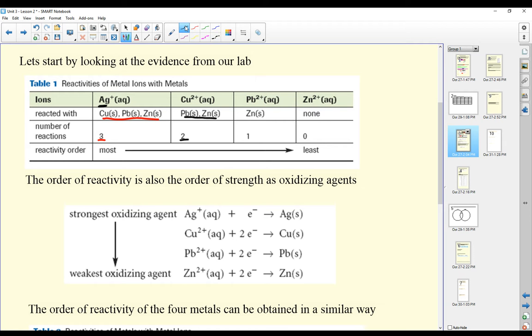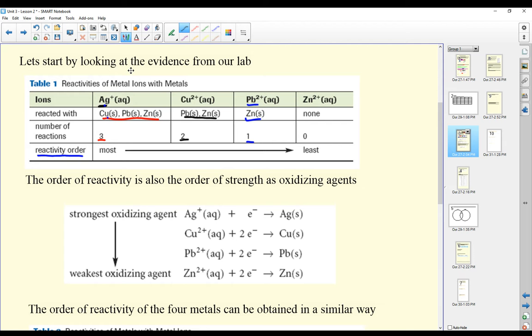When we reacted our lead ions with the different metals, the only metal it reacted with that included silver and copper, and lead wouldn't react with itself. The only one it reacted with was zinc, so we only had 1 reaction. And then zinc didn't react with any of the metals, so it is actually the least reactive. So we have this bottom part here, reactivity order.